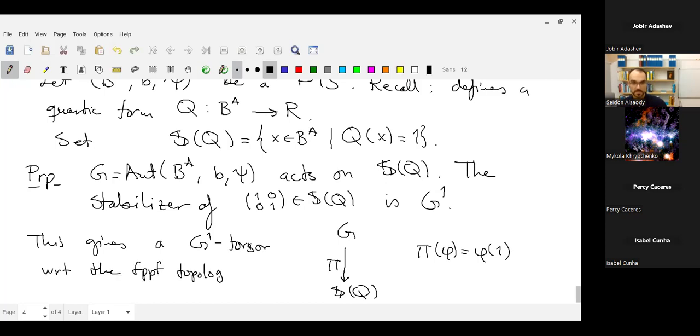What does this mean? This means that I have this fibration of this group G over this variety. But this map pi is sort of not surjective. This torsor is not trivial. G is not just the product space of SQ with G1. So the fibers are twists of this group G1 that I wrote in my previous slide. So it doesn't trivialize, but after a faithfully flat extension, it will trivialize.